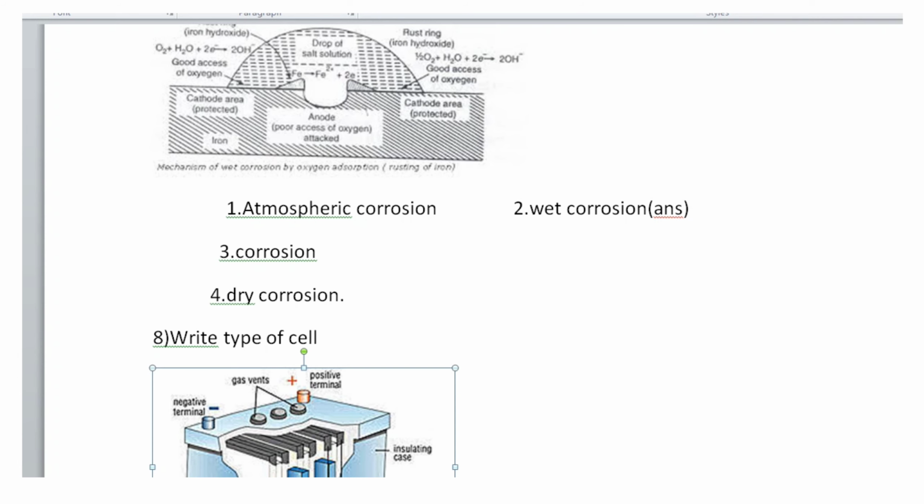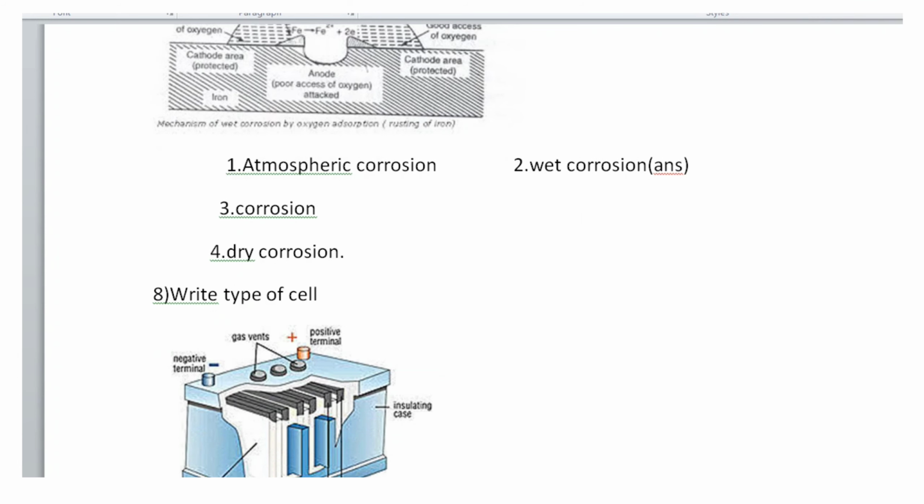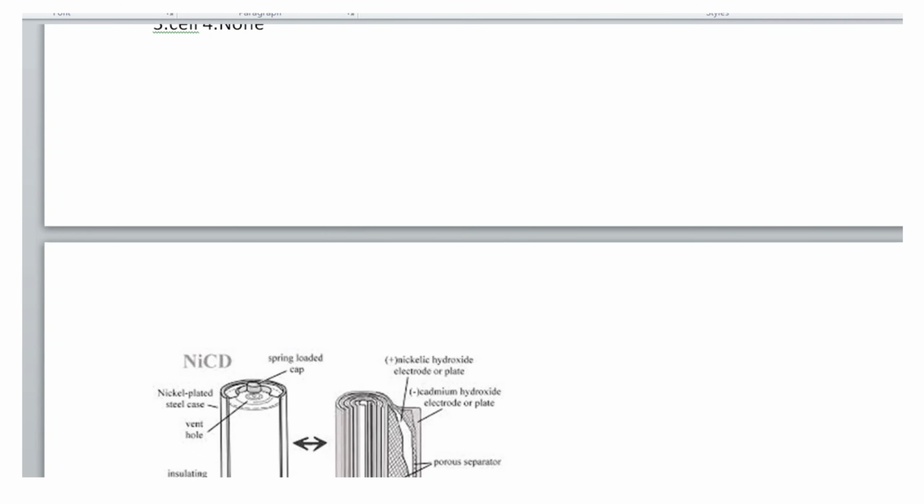Then in this diagram, which type of cell is present, whether it is primary or secondary. This is a secondary cell. This is a lead acid storage battery. See, these are the lead and lead oxide plates and this is sulfuric acid. Therefore it is a lead acid storage battery which is used in cars or inverters. It is a secondary type of cell or battery.